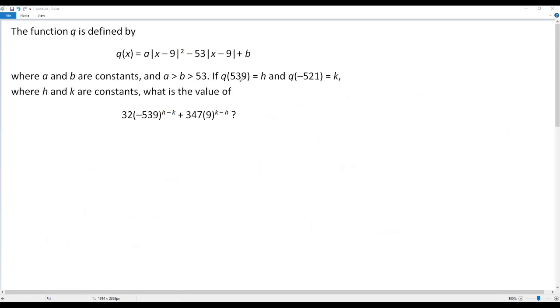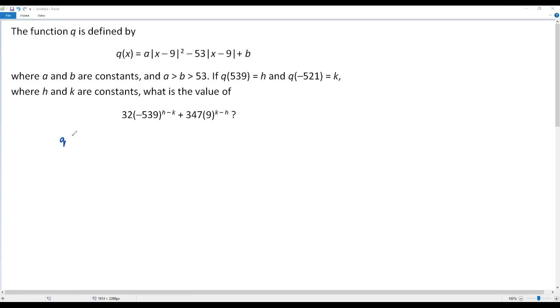If q of 539 equals h and q of negative 521 equals k, where h and k are constants, what is the value of 32 times negative 539 raised to the power of h minus k, plus 347 times 9 raised to the power of k minus h? Okay, now let me consider this.